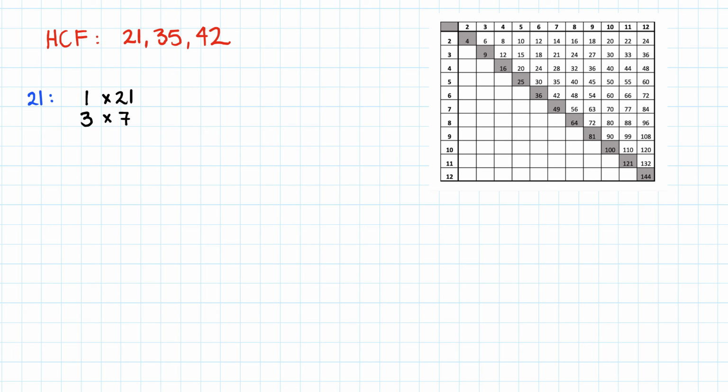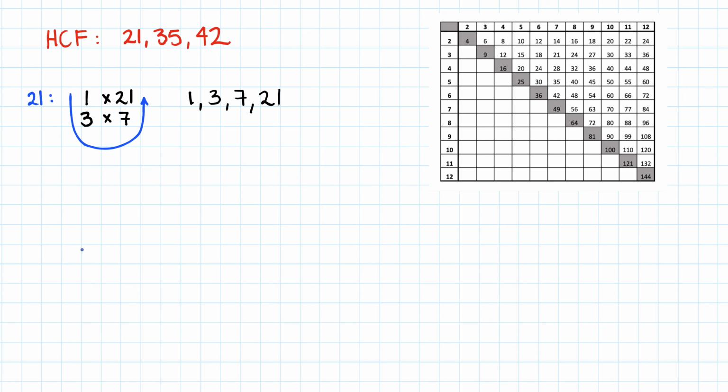And I have finished my U-turn because then I have the 7. So that means that I have checked all my whole numbers. So I'm going to list the factors here. So 1, 3, 7, and 21. Those are the factors of 21. Wonderful. Now let's look at 35.